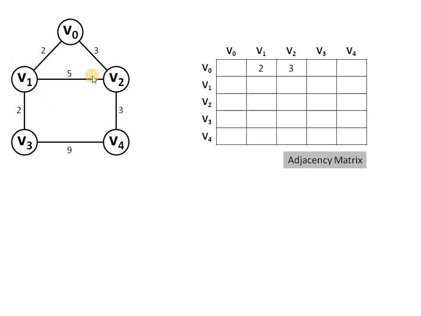Then V1 is connected to V0 via weight 2. It is connected to V2 via weight 5 and it is connected to V3 as well via weight value 2. So we will have 2, 5, 2 in the columns corresponding to the adjacent vertices. Then V2 is adjacent to V0, V1 and V4 with weight values 3, 5, 3. So we will have something like this for the row corresponding to V2, and then we have V3 which is connected to V1 and V4 via weight values 2 and 9. So 2 in the column for vertex V1 and 9 in the column for vertex V4.